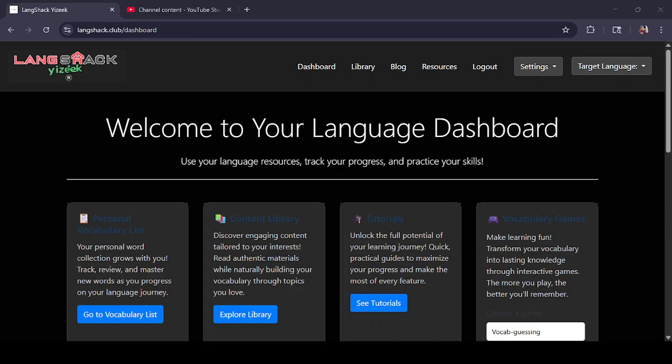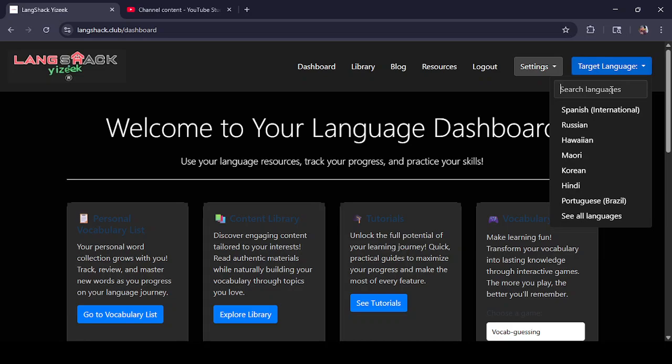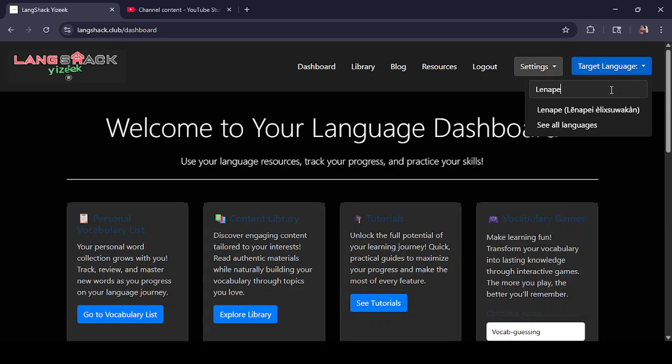Hello, everybody. This is the second language we're doing today. I just finished up another unit here for Tuscarora. So I'm doing Lenape now, which is the main indigenous language that I'm studying.